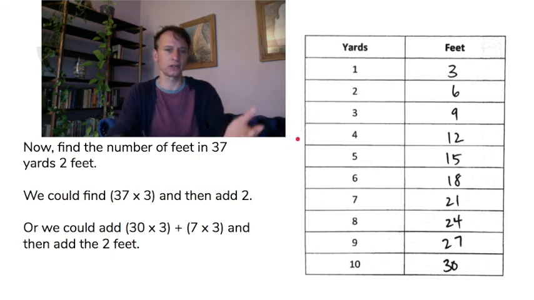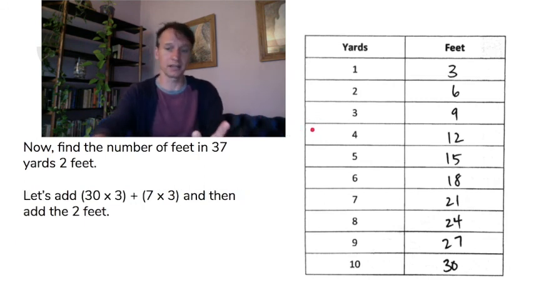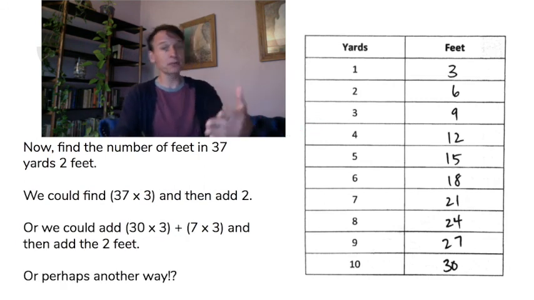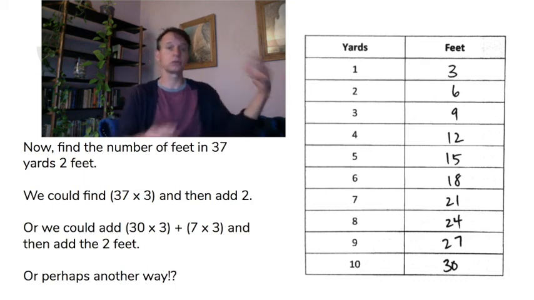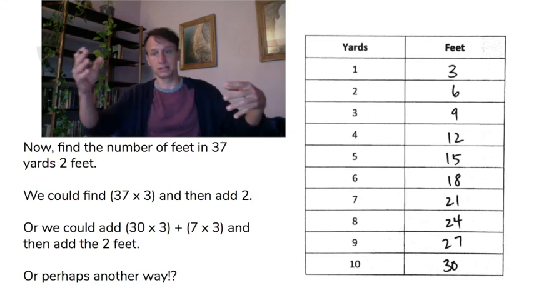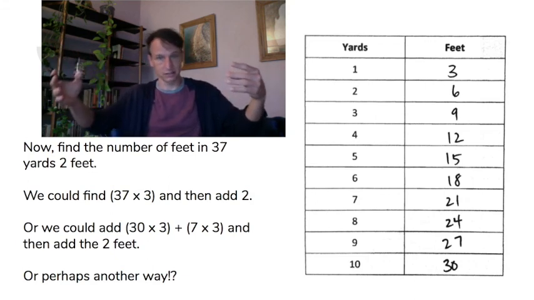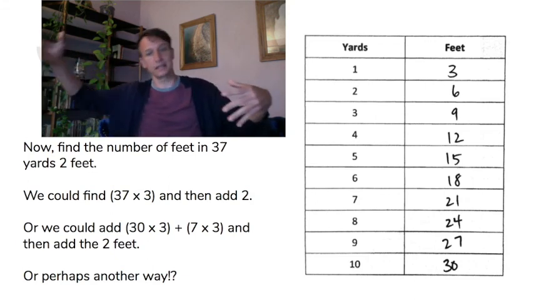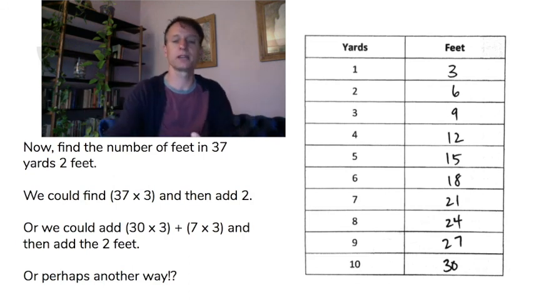And then add in the 2 feet. So 30 times 3, and I kind of skimmed over that, but perhaps there's even another way you could do it. I mean, you could do 10, 10, 10, and 7. So add 30 and 30, another 30, the 7 times 3, and then the 2. Okay, so there are other ways you could go about this.